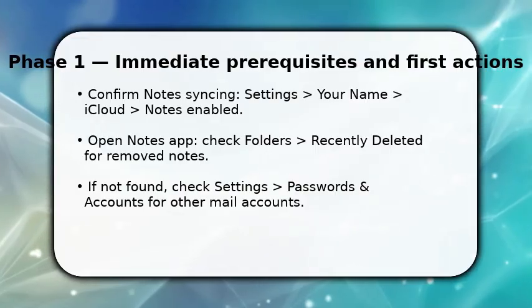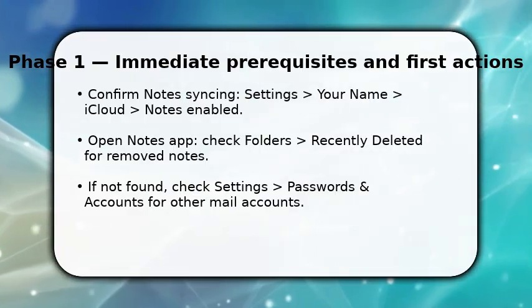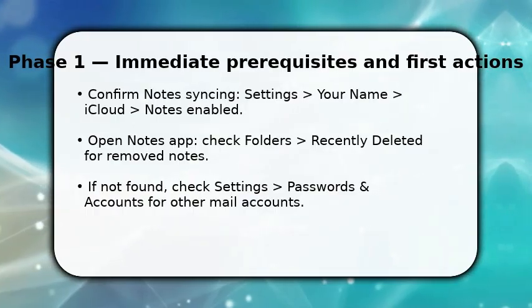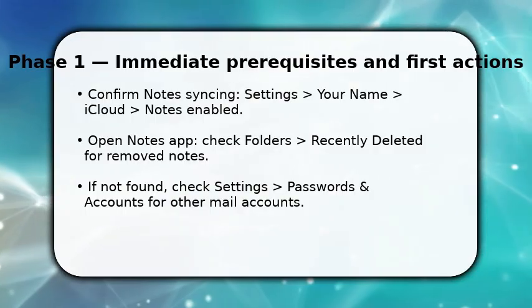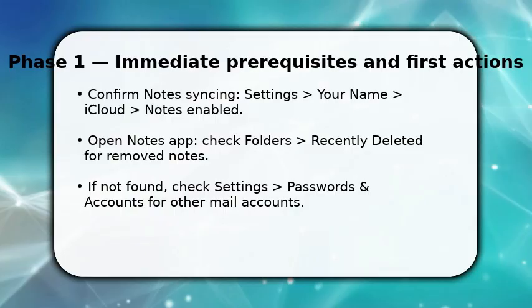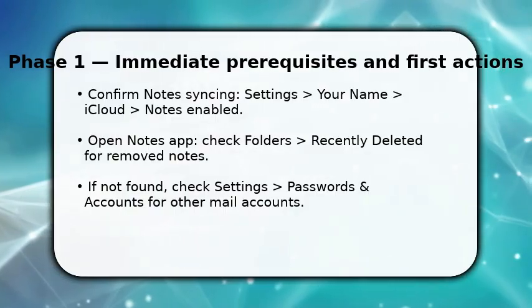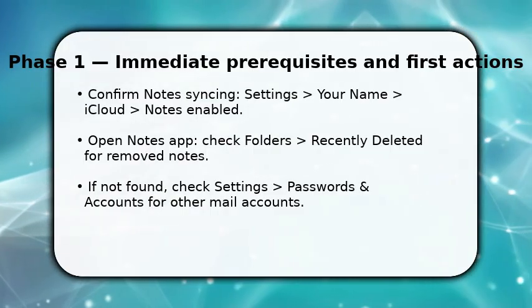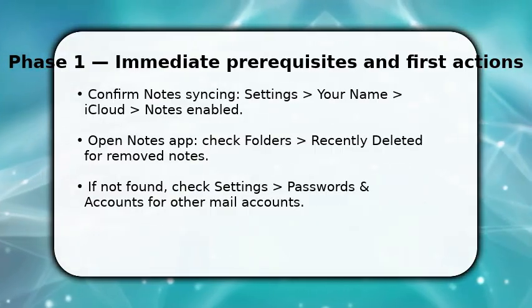You begin by confirming syncing so you know where your notes live and why they might be missing. First, enable Notes in iCloud under Settings. This ensures a cloud copy exists. Then open the Notes app and go straight to Folders. Check Recently Deleted because recoveries are fastest there. If nothing appears, inspect Settings, Passwords and Accounts for other mail accounts that may hold notes. Once located, toggle Notes on to resync and reveal items.